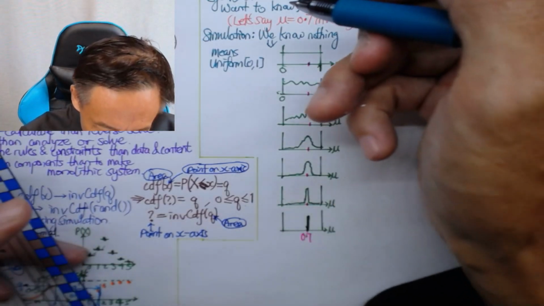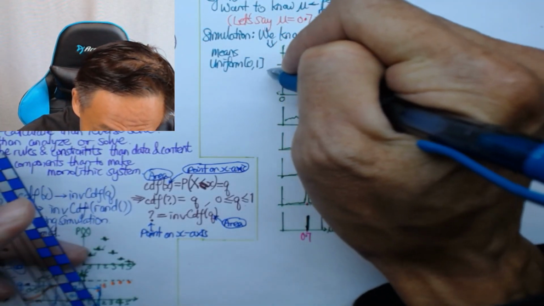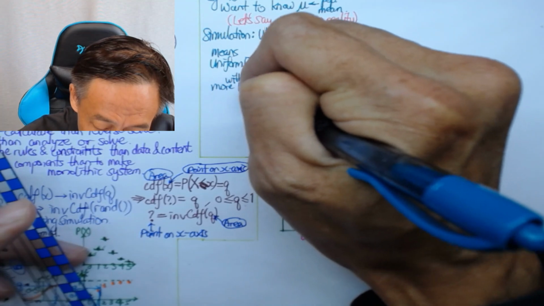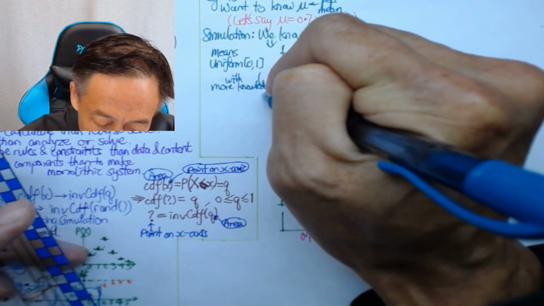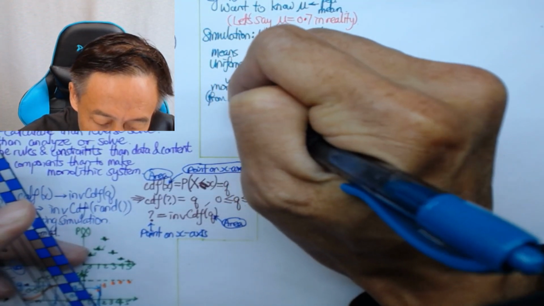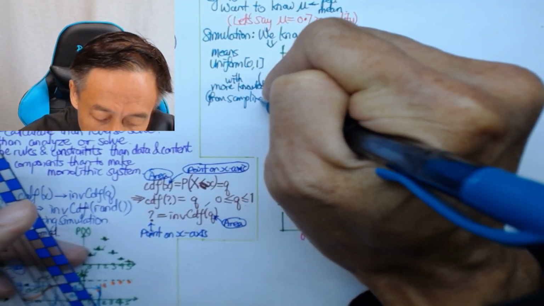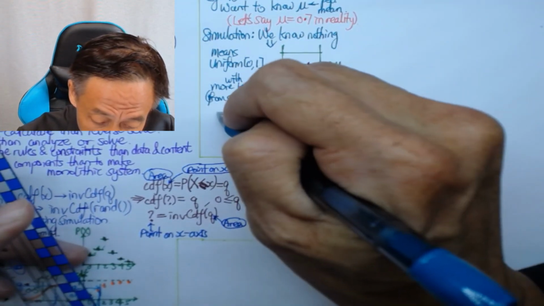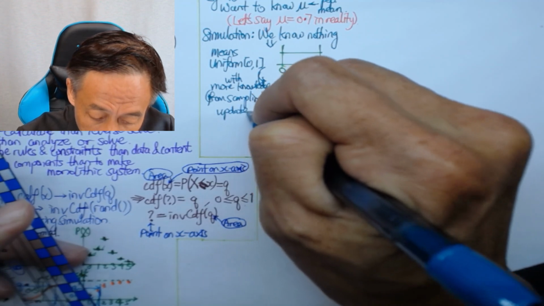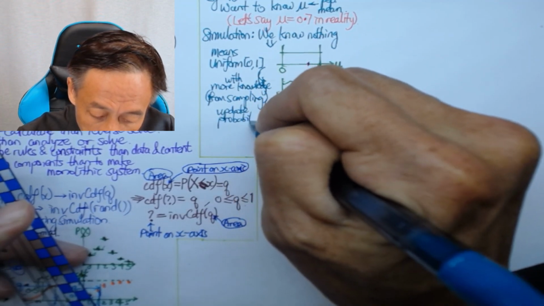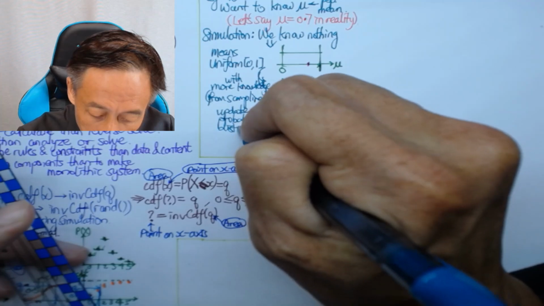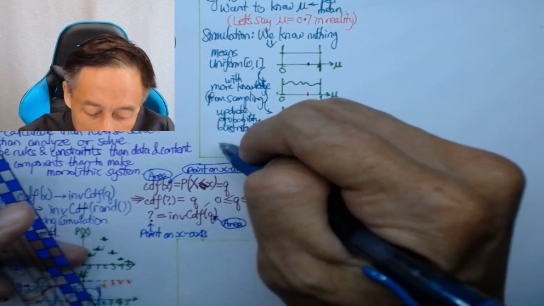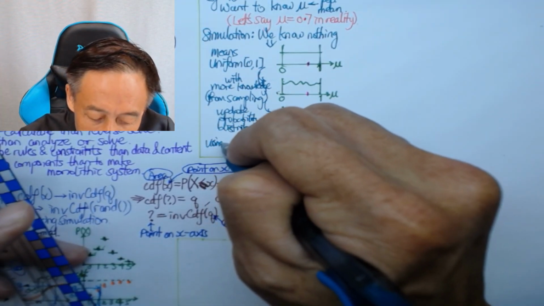So let me just quickly say that with more knowledge, right? With more knowledge, that is more samples from sampling, we get to update our probability distribution, right? So the updates are done how? Using, yes, Bayes theorem.